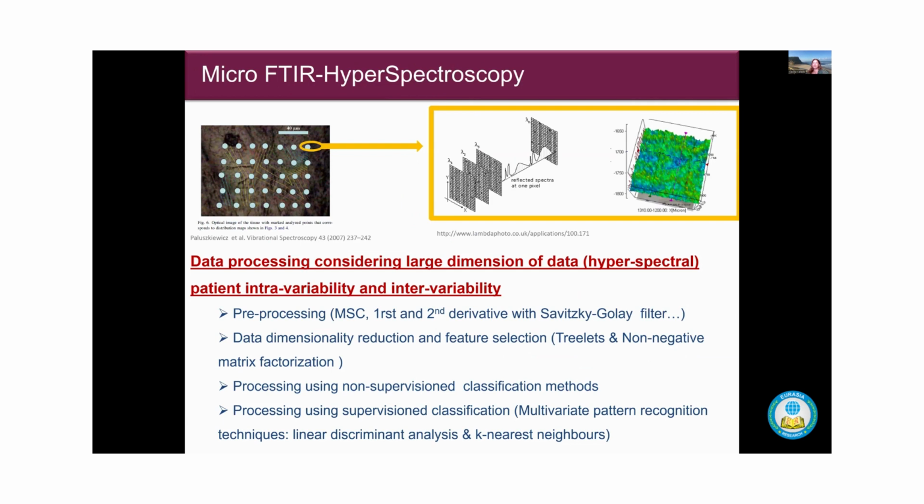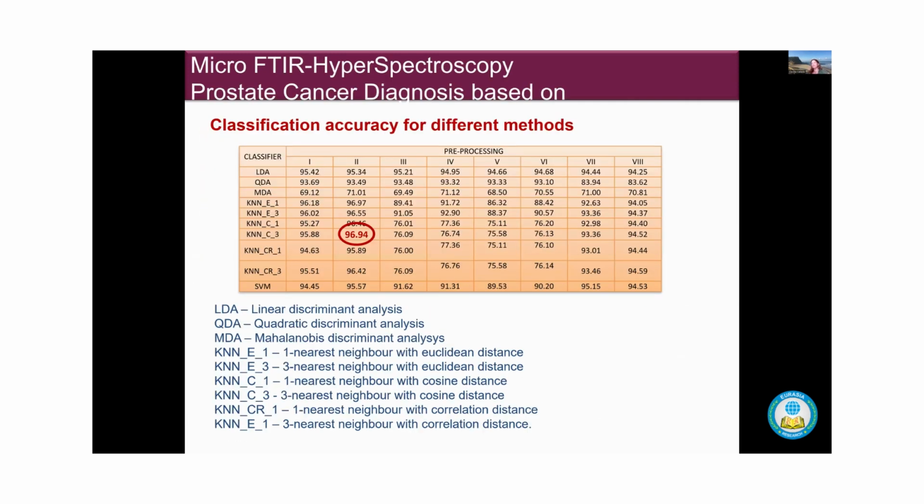So we tried to evaluate different methods for spectra preprocessing, with derivatives or not, and different machine learning algorithms, to understand what is the best algorithm to obtain a diagnosis equivalent to the pathologist's, and we achieved almost 97% accuracy in predicting which samples present cancer in relation to the conventional method.